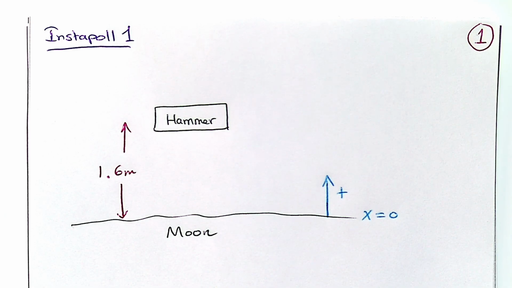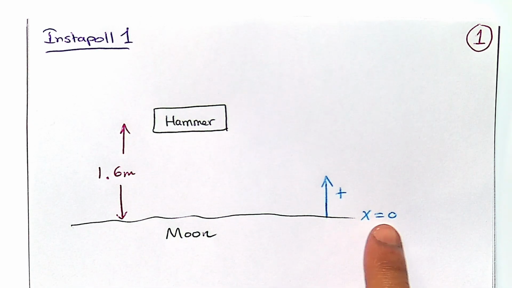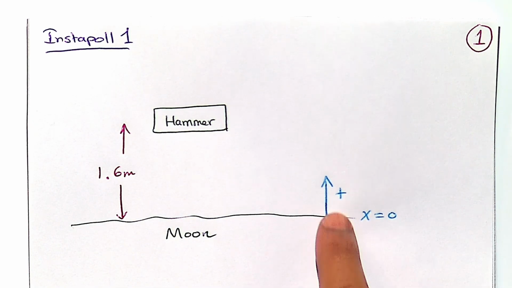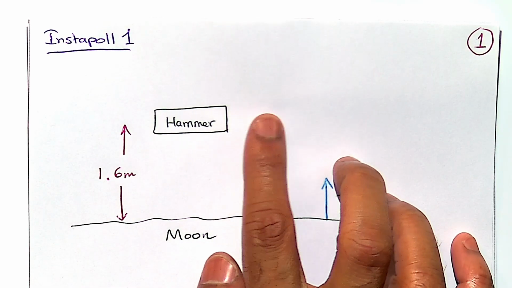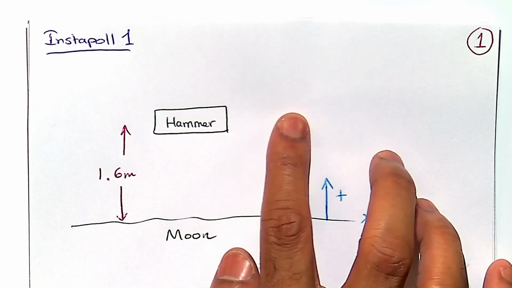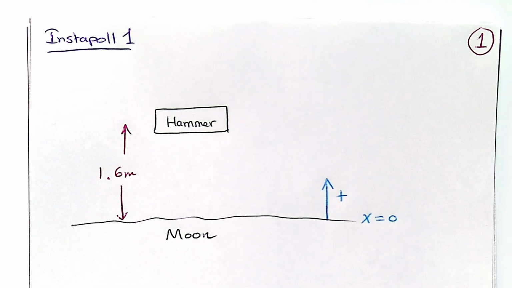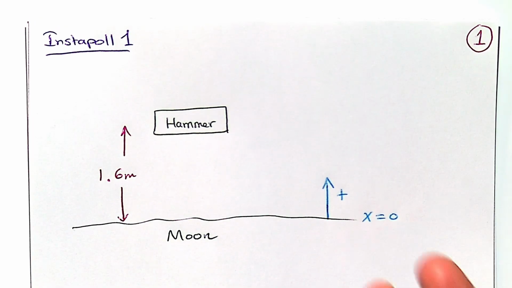There's a hammer that is a certain distance away from the surface of the moon. We're picking our reference point, the surface of the moon, to be position 0, and we're measuring distances up as positive. As I said before, that's up to you. You could have put the position 0 at the point of the hammer. You could measure downward to be positive. As long as you're consistent, you're welcome to do that. This just makes more sense to me.